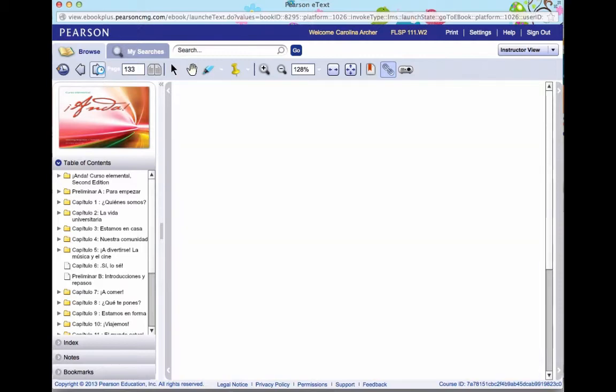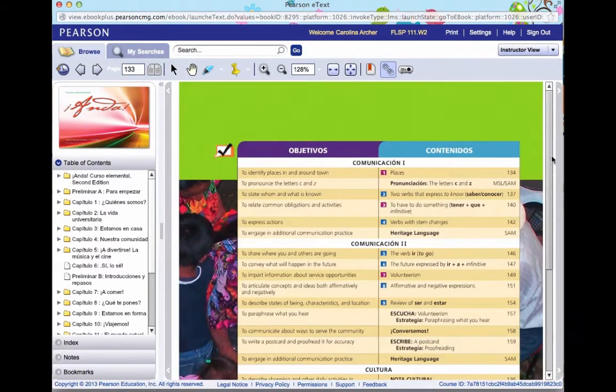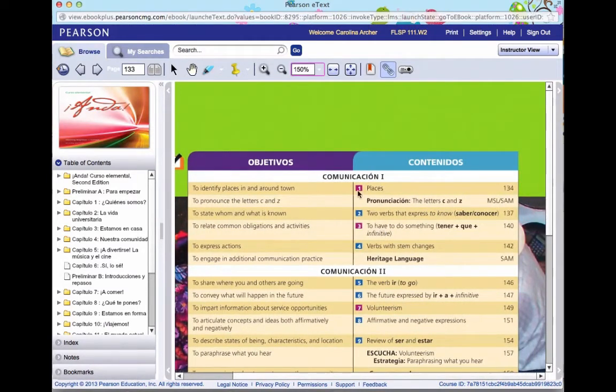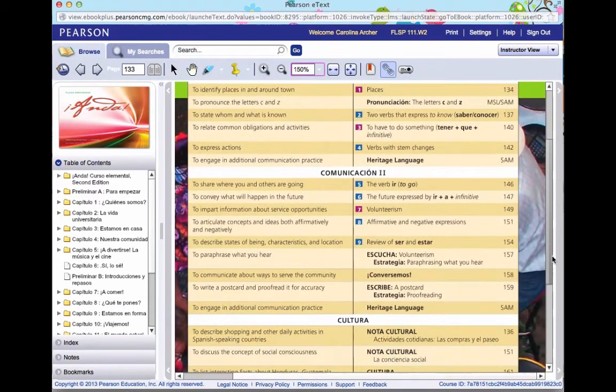Okay. About the content, I'm going to make this bigger because I can't really see very well here. Okay. We're going to be talking about places, to identify places in and around town, and we're going to work with the letters C and Z, and you have to pay attention to the My Spanish Lab explanation there.